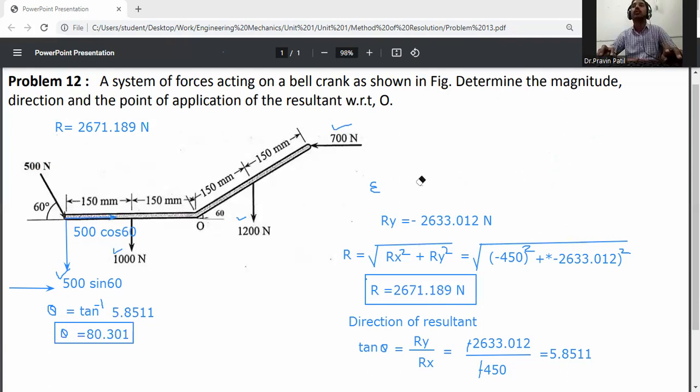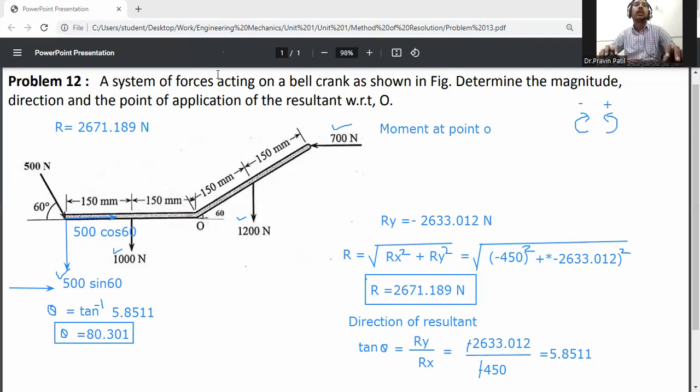Okay, now location of resultant. First of all, calculate moment at point O. In the question it is given to find the point of application of the resultant with respect to O. So that's why we will take moment at point O. So for that assumption, when the moment is in clockwise direction, it will be taken negative. If the moment is in anti-clockwise direction, then it will be taken positive.